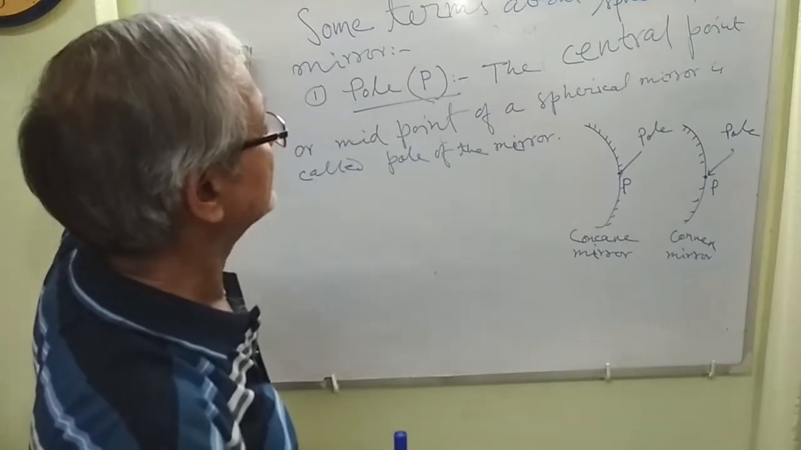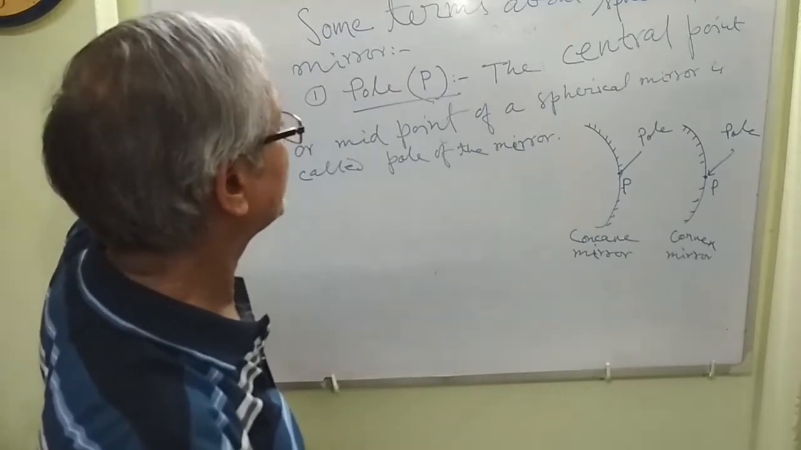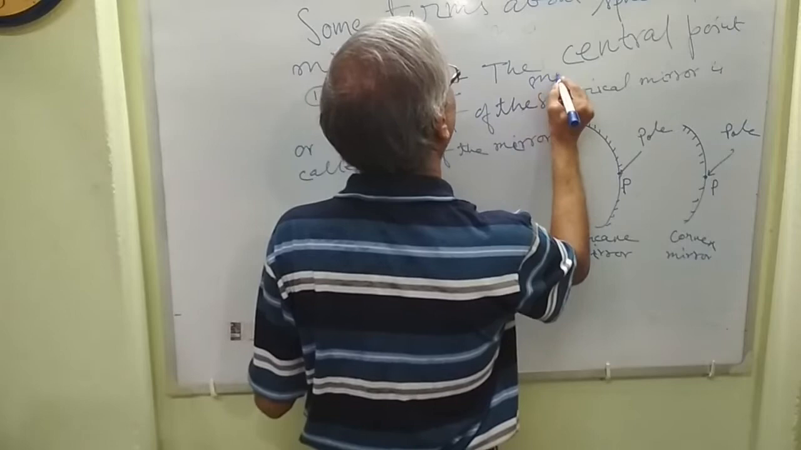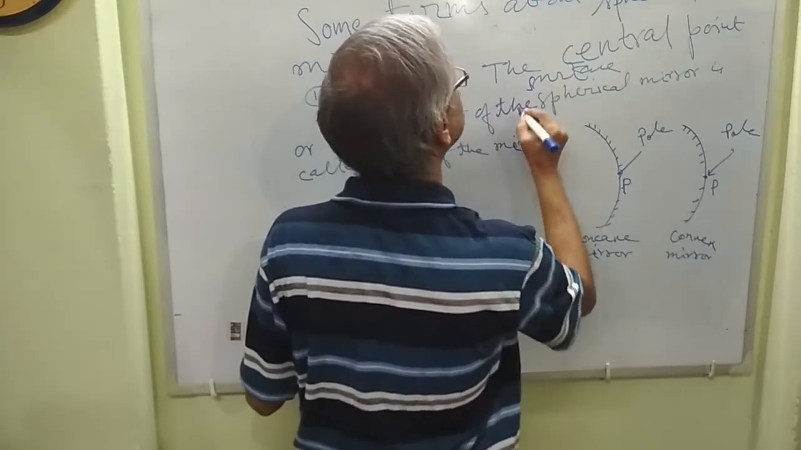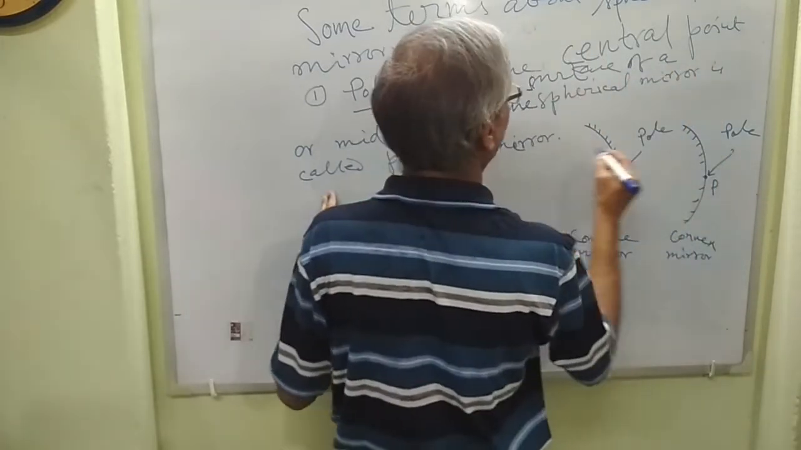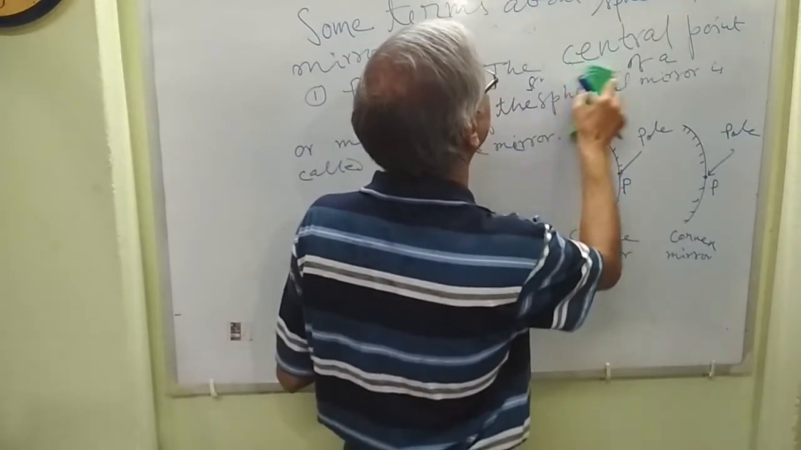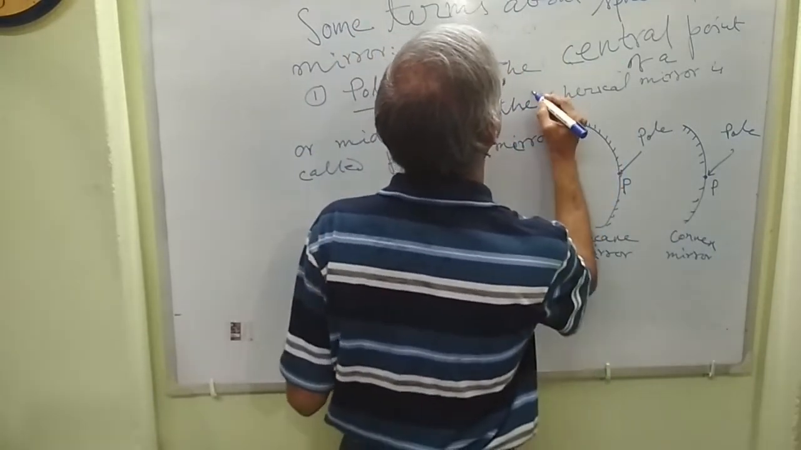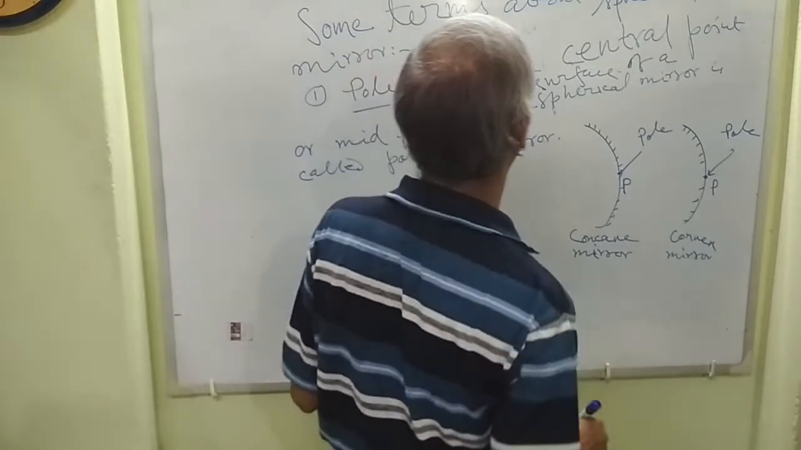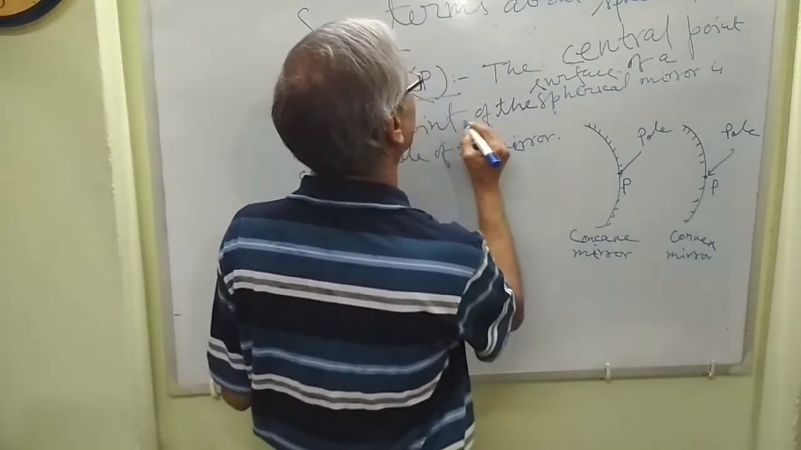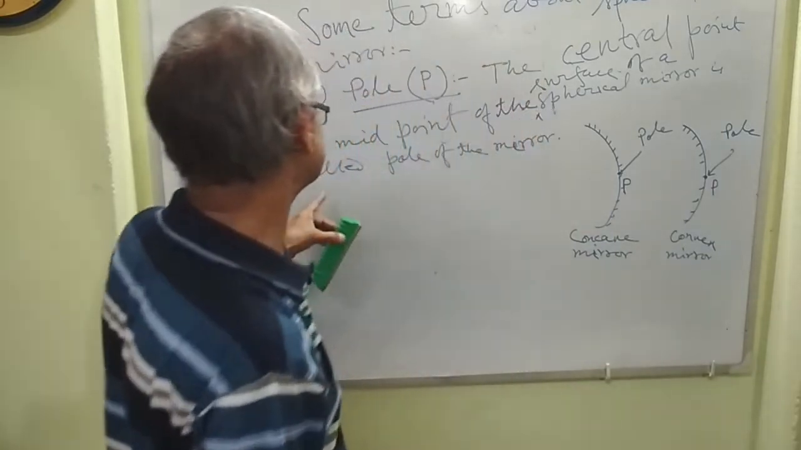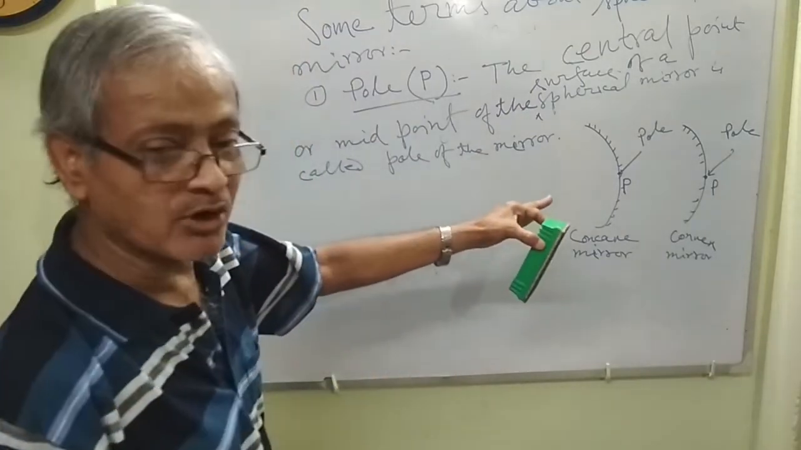The central point or midpoint of the surface of a spherical mirror is called the pole of the mirror. In the figure, P is the pole of the mirror.